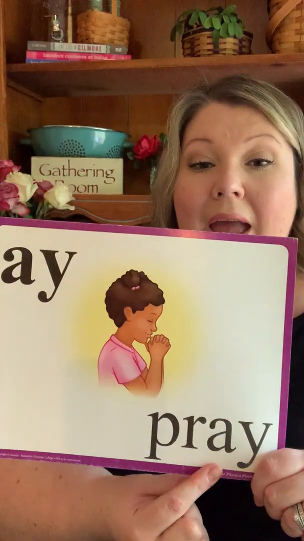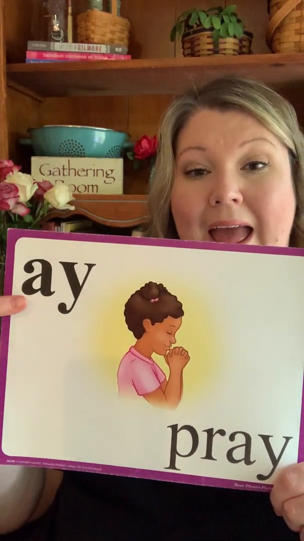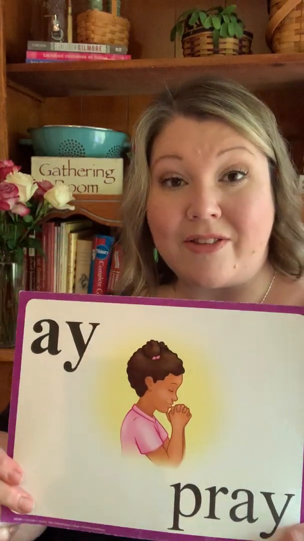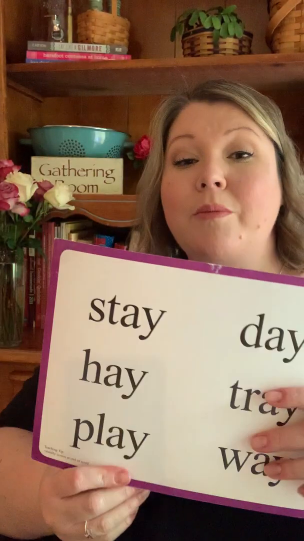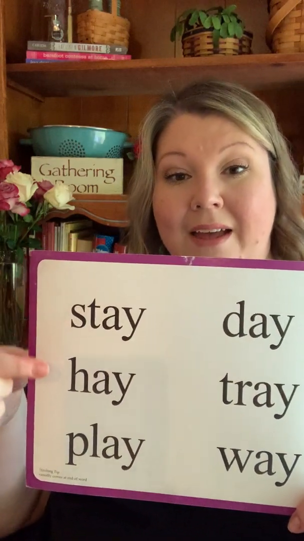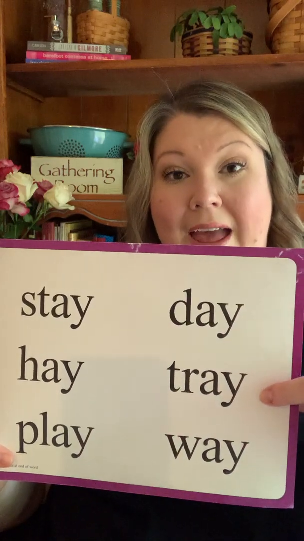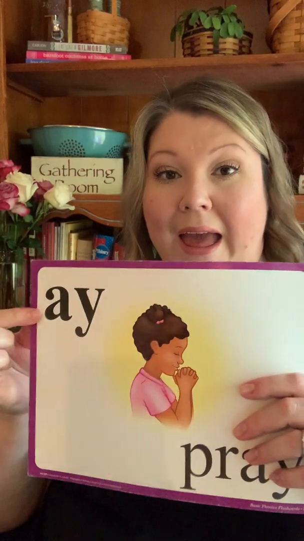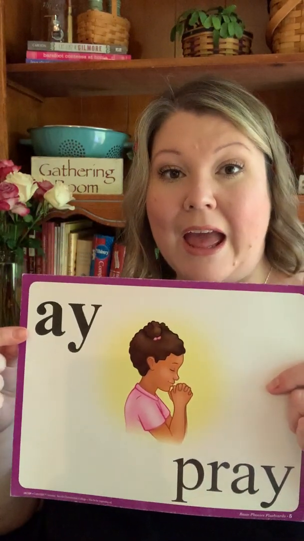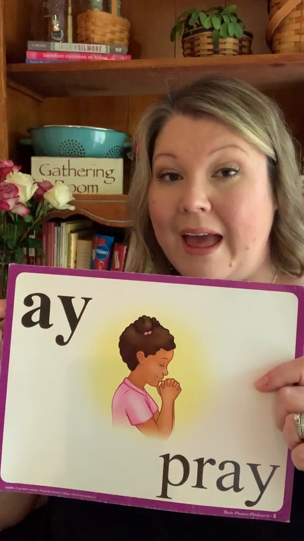Let's review some of the special sounds you might see on this reading test. A in pray. A-Y. A. It says the sound A, even though it only has an A and a Y in it. Pray. Let's review some of the words you might see. Stay, hay, play. Day, tray, way. A in pray, A-Y. Can you repeat that after me? I'll say it, then you say it. A in pray, A-Y.